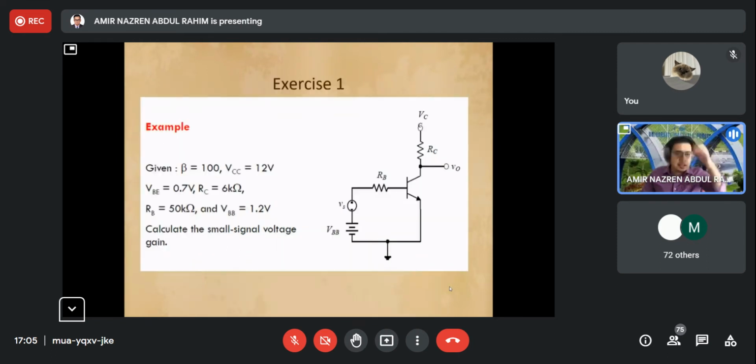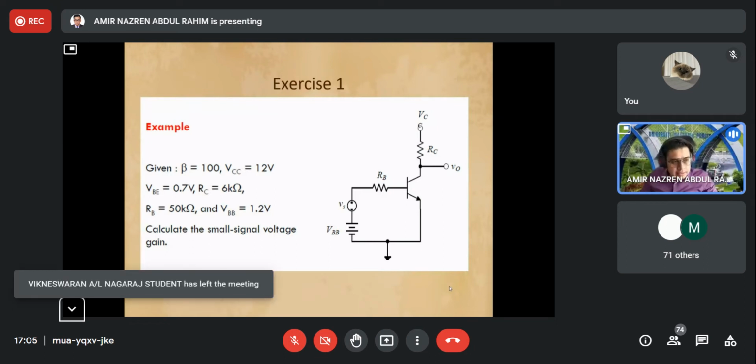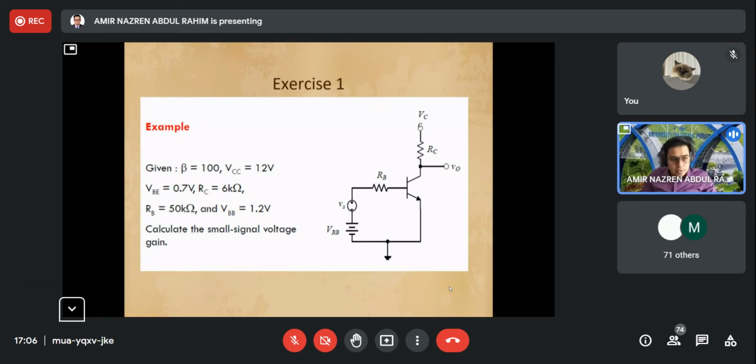All right, we have an example here, some exercise. I think it's good for you to do the exercise here, and we can do discussions. Given this type of circuit, we have the source here. Just imagine it is our microphone over here, and we have V out, representing our speaker. So how do we find the small signal voltage gain?